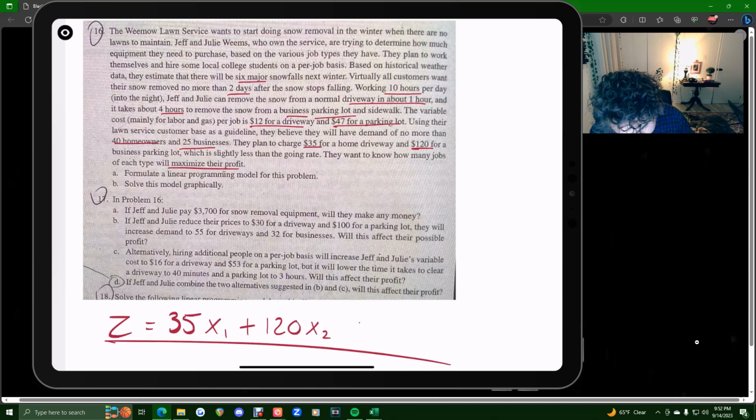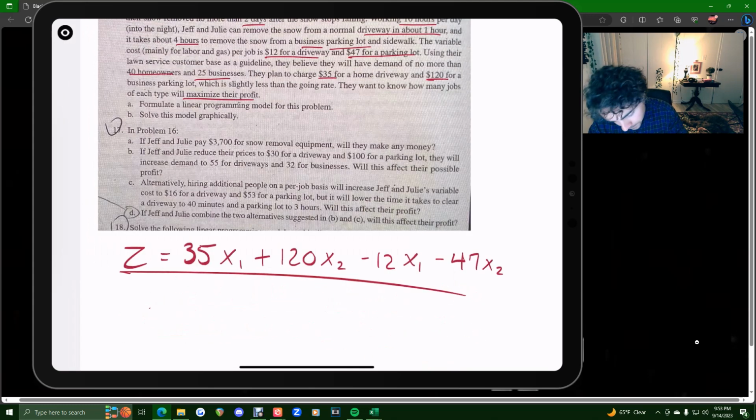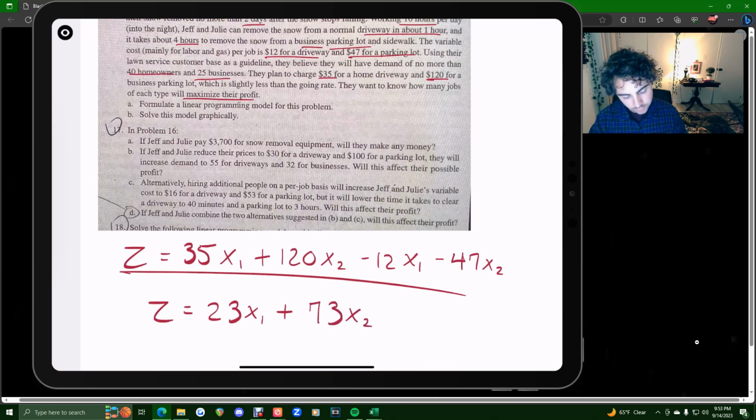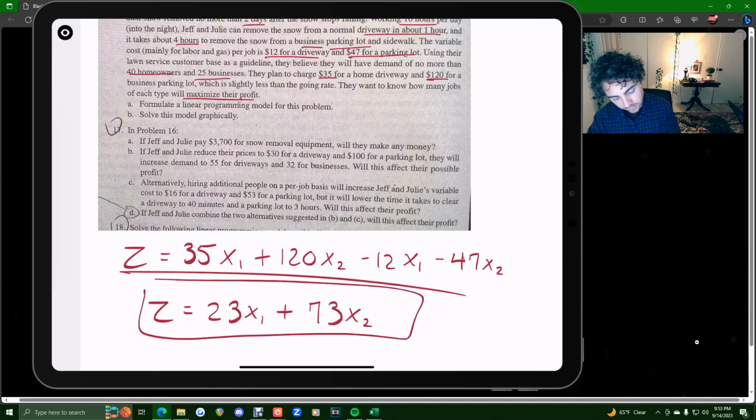But it's going to cost them $12 per driveway. So we have to subtract 12 per driveway, or 12 times X1. And it's going to cost them $47 per parking lot. So we subtract 47 X2. Simplifying this, 35 X1 minus 12 X1, we get 23 X1 plus 120 minus 47 X2, that would be 73 X2, I think. So I'm going to go with that. That's our profit. This is what we want to find a max of.